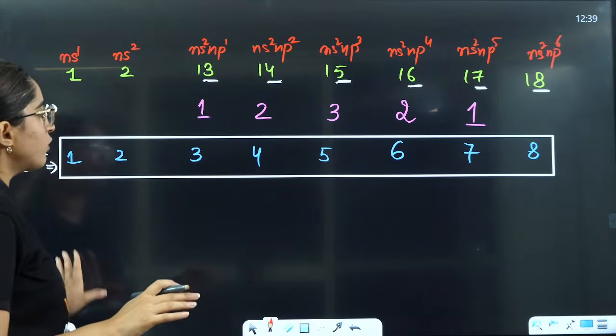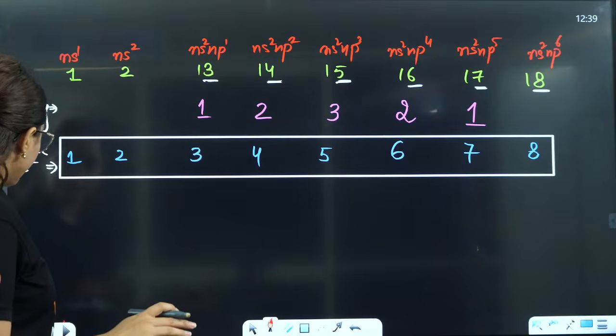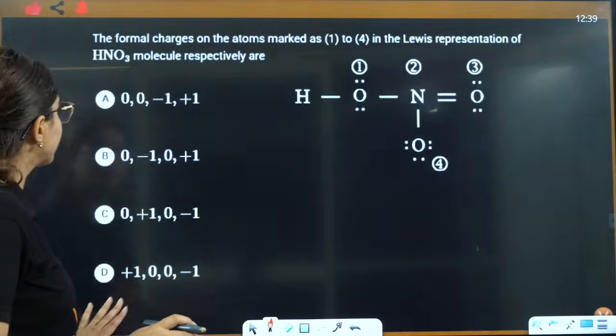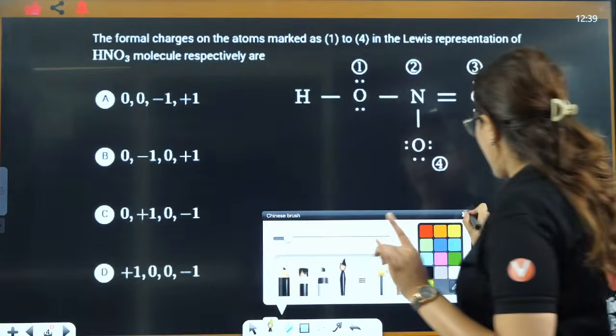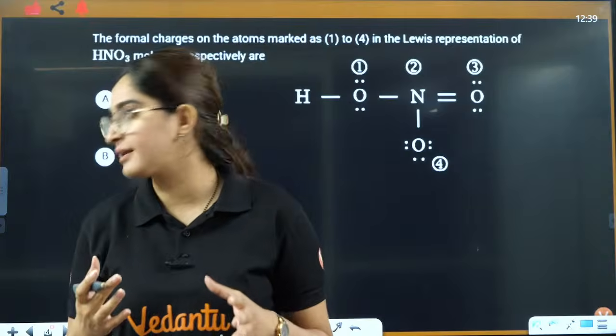Now let's talk about how to solve this, what exactly we want to do here. For that, I'll give you one question here and we'll solve it this way. This is a question and they are asking you. From the question, we'll understand what exactly is there.